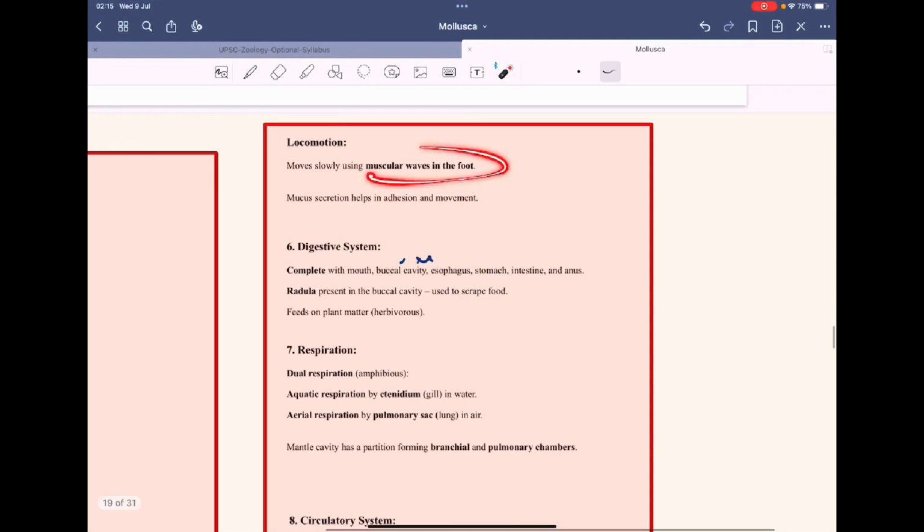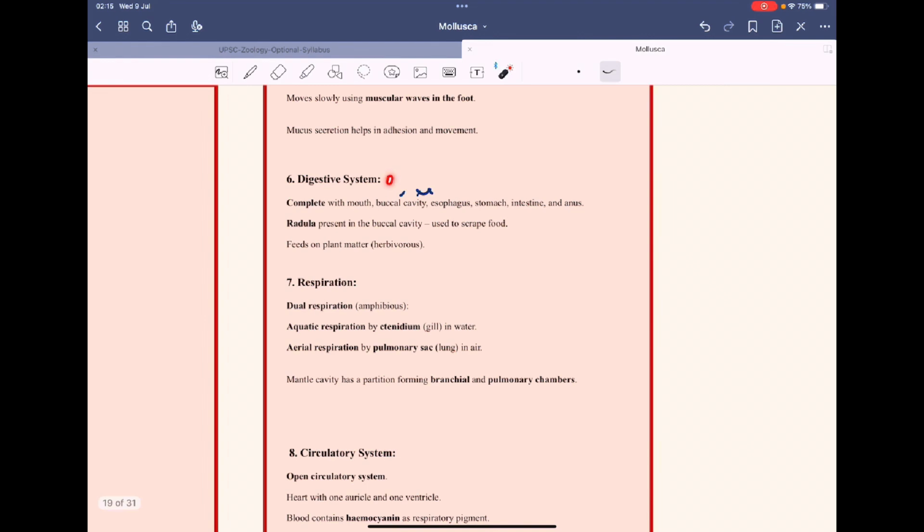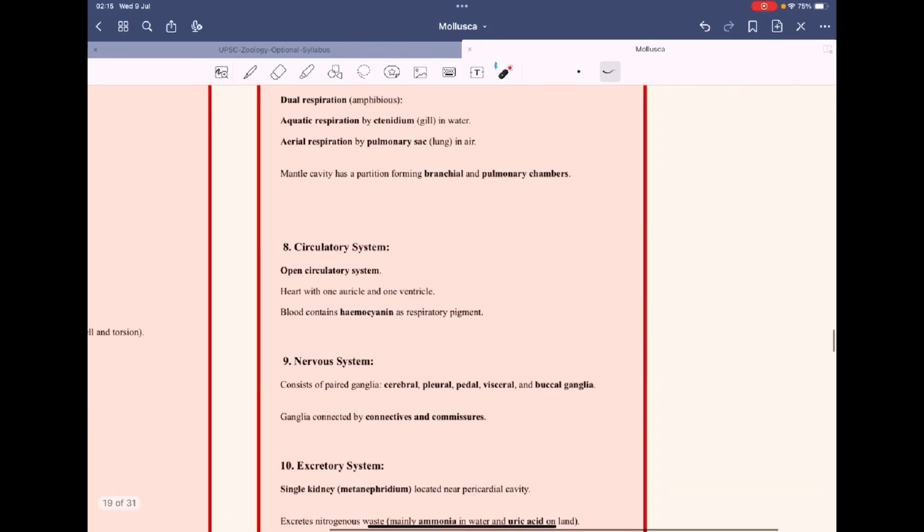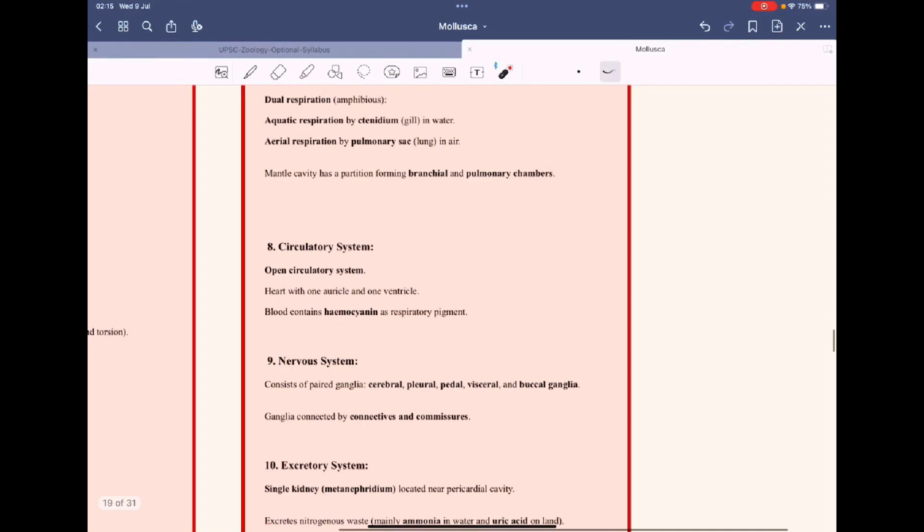Locomotion is through the muscular wave-like motion of the foot, and the digestive system is complete. It has mouth, buccal cavity, esophagus, stomach, intestine and anus. There is a radula, which is helpful in scraping the food. Then respiration: there is dual respiration as it is amphibious. There is aquatic respiration and aerial respiration. Aquatic is through the ctenidium and aerial is through the pulmonary sac. The mantle has a partition forming the branchial and pulmonary chambers.